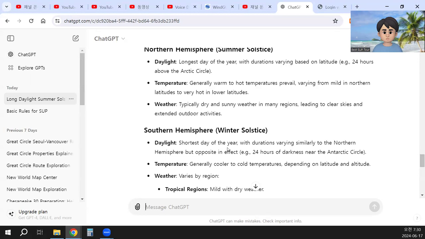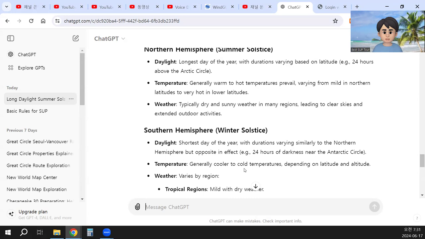Northern latitude weather is typically dry and sunny in many regions, leading to clear skies and extended outdoor activities. Southern Hemisphere winter solstice is the shortest day of the year, with a duration similar to the Northern Hemisphere but opposite in effect. There are 24 hours of darkness near the Antarctic Circle. Temperatures are generally cooler or colder depending on latitude.